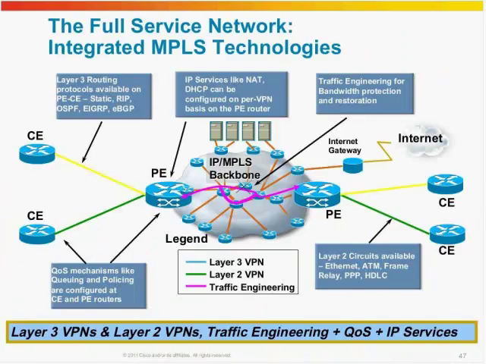So MPLS VPN is one of the services that can leverage the existing MPLS infrastructure. There are other services that can also leverage the existing MPLS infrastructure like AToM, Any Transport over MPLS, MPLS QoS, or even traffic engineering. So this diagram will give you a basic idea about all these services that can be running on MPLS infrastructure.